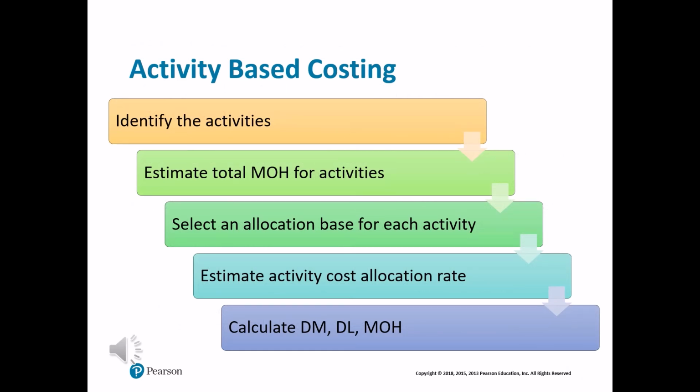Here are the steps to activity-based costing. We first need to identify the activities. So what activities are involved in our manufacturing process? The next is to estimate the total manufacturing overhead for each one of these activities. Then we need to select an allocation base for each activity, a cost driver. After that, we need to estimate the activity cost allocation rate. That's similar to what we talked about in the previous slide. And finally, we want to calculate our direct materials, direct labor, and manufacturer's overhead for each activity.